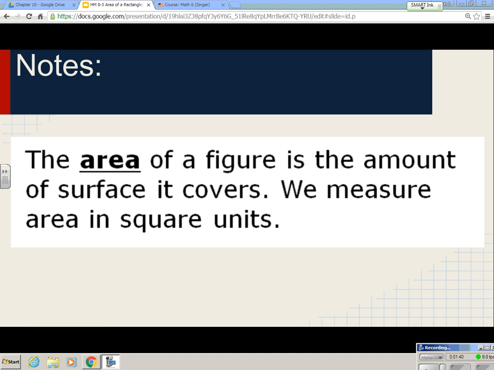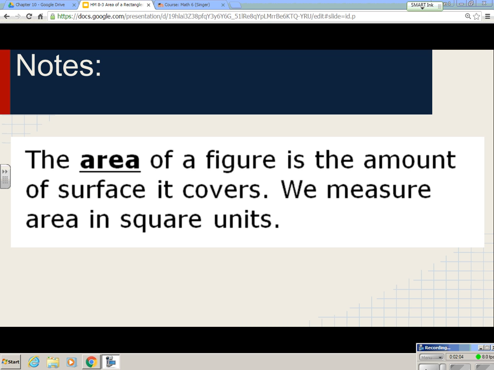All right, so our first note that we're going to be writing down today is what area is. Now, I know you remember what perimeter is, which is the distance around the outside of a shape. But area has to deal with the entire surface that the shape covers. So area of a figure is the amount of surface it covers, and we always measure it in square units.